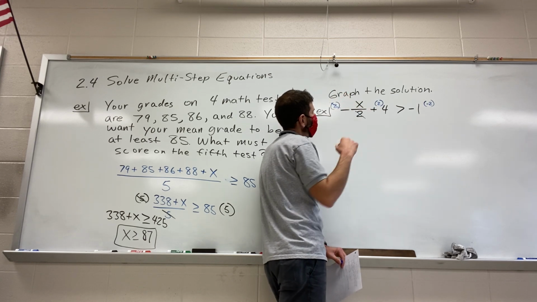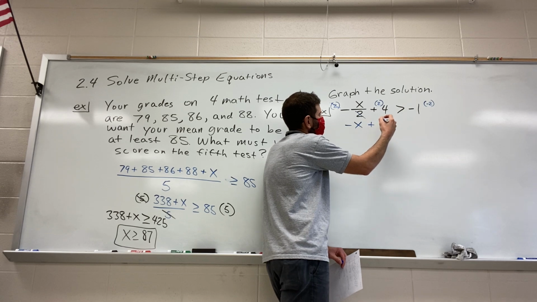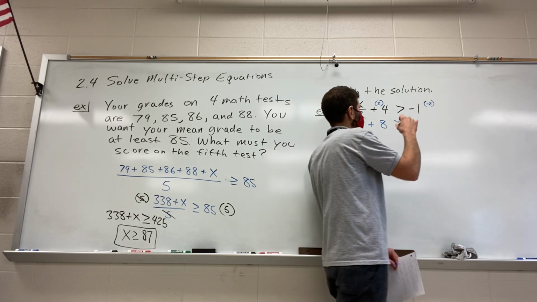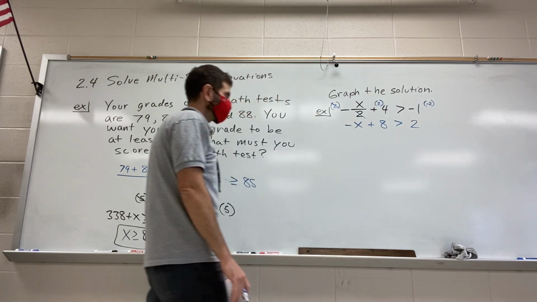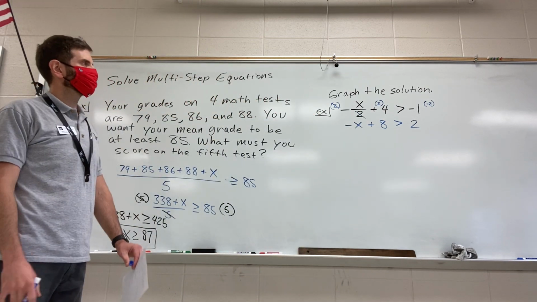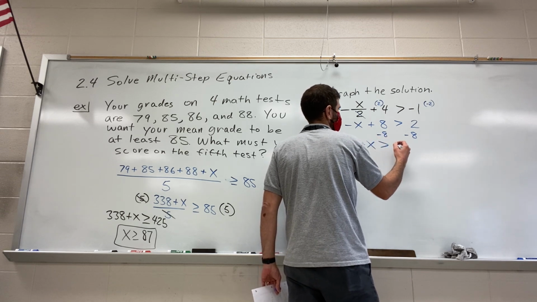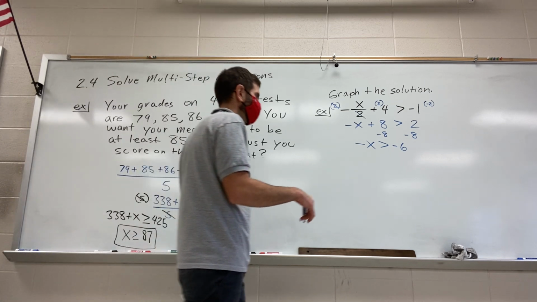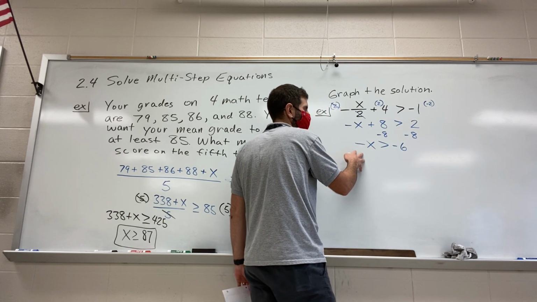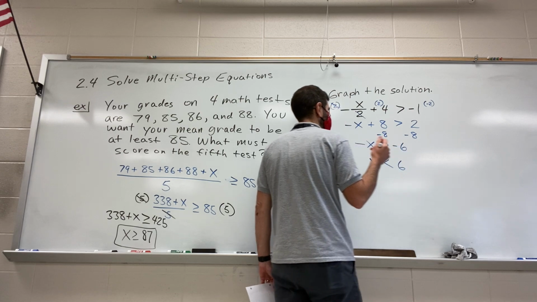So the 2's will divide out. What are we left with? Negative x plus 8 greater than positive 2. Now what? Subtract the 8. Sounds good to me. And is x by itself? No. Divide by negative 1, or you could think of it as multiplying by negative 1. That'll undo it as well. What happens when you multiply or divide both sides by a negative? Sign flips. And we get x is less than 6.